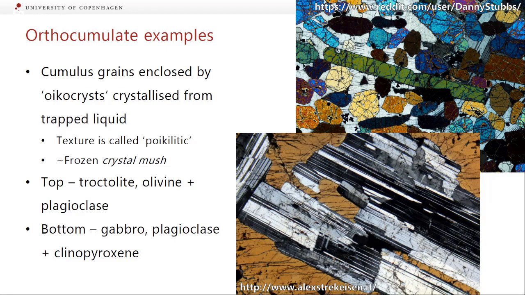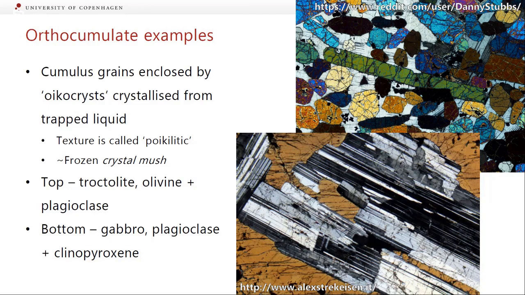Here's a couple of real-world examples of what orthocumulates look like. So these are the ones which are, I think, 70 to 85% cumulus grains. Here the cumulus grains are, almost like you can see there's this framework of, in the top right, it's olivine, and they're all touching each other because they're all resting on one another. And in between, there are these plagioclase crystals that are clearly growing around the olivine because they're just filling in whatever space is there. They're not showing a normal plagioclase shape. But they're actually quite big grains, and they're enveloping some of the olivines. So this is what you call an oikocryst, and then the texture as a whole is called poikilitic.